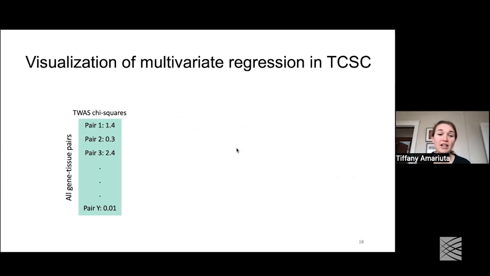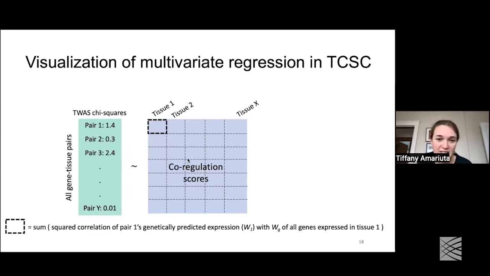All right. On the next slide, I want to provide some visualization to illustrate what is happening in our regression in TCSC. Like I described on the previous slide, we have this vector of TWAS chi-squared statistics across all gene-tissue pairs, specifically the pairs where the gene was identified as cis-heritable in the tissue using GCTA. This vector can be very long. In practice, this can be hundreds of thousands of quantities.